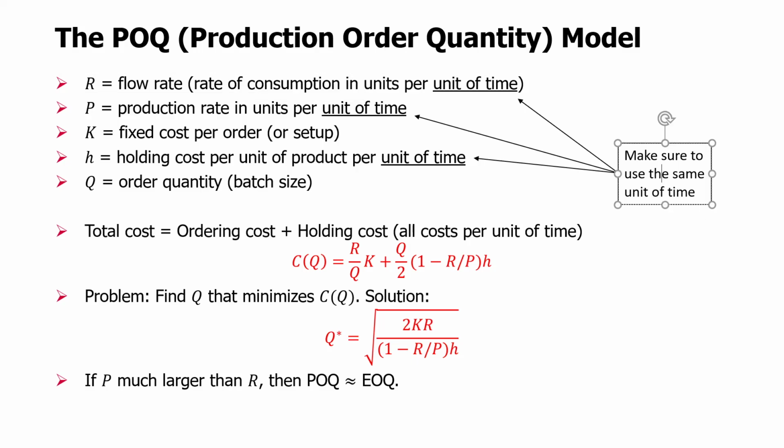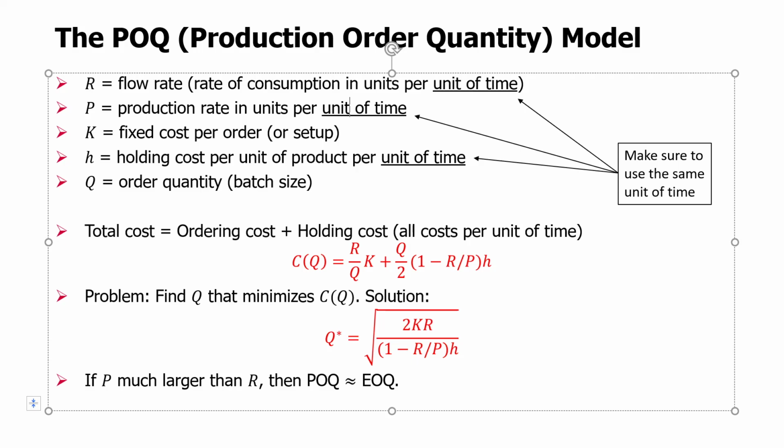And as before, make sure the same time unit is used in these three measures: flow rate, production rate, and holding cost. They are all expressed per unit of time, and so you have to make sure this is the same unit of time before you start calculations. So again, we're minimizing total cost, and the total cost will be composed of ordering and holding costs, all of them per unit of time.